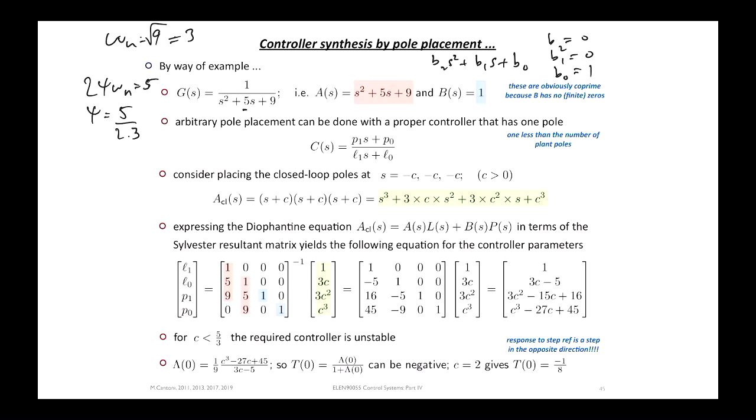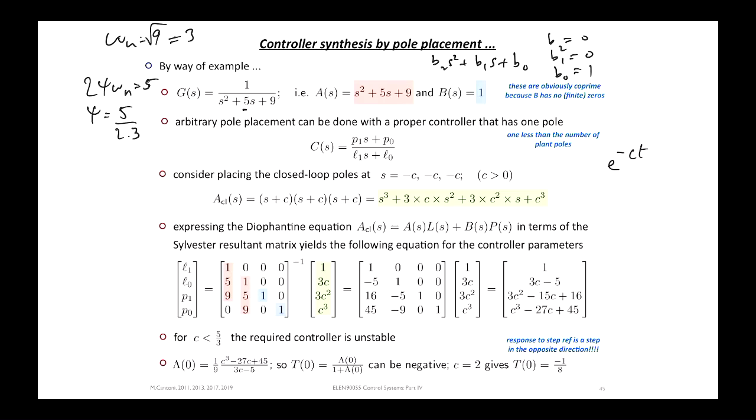And let's suppose that we want to place all of the closed loop poles in the same location. Seems like a reasonable thing to do. Why not? Put them all on the real axis at minus c, where c is some positive number. So they will all be in the left half plane, so we're going to get a stable closed loop. And by specifying the closed loop poles to lie at minus c, we're going to get transients in the response decaying like e to the minus ct.